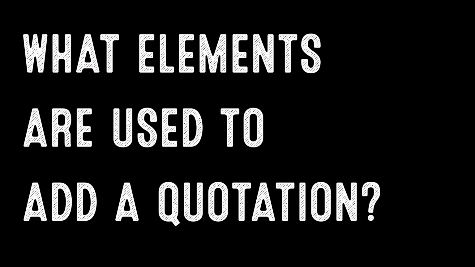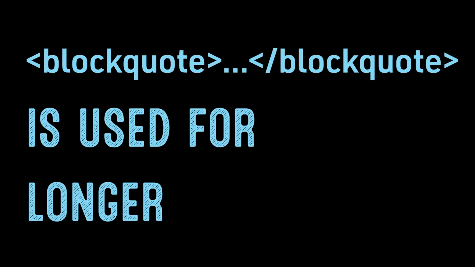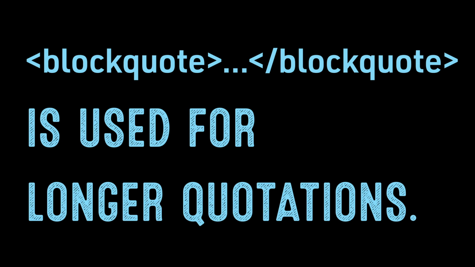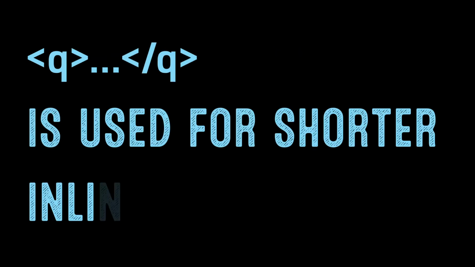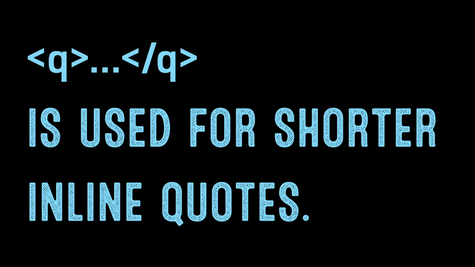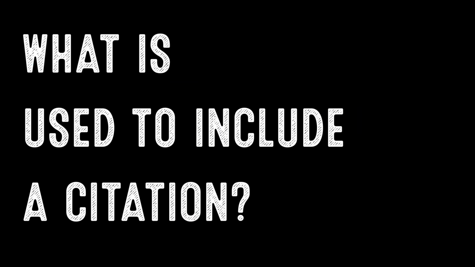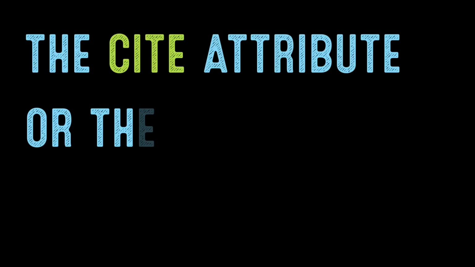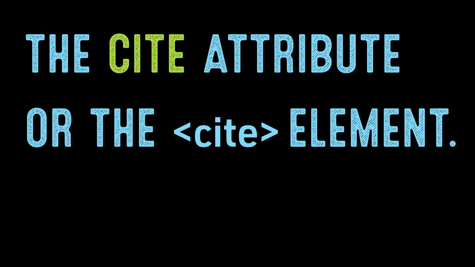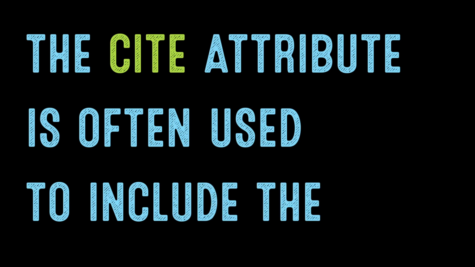What elements are used to add a quotation? The blockquote element is used for longer quotations. The Q element is used for shorter inline quotes. What is used to include a citation? The cite attribute or the cite element. The cite attribute is often used to include the source information, while the cite element can let the reader know who is being quoted.